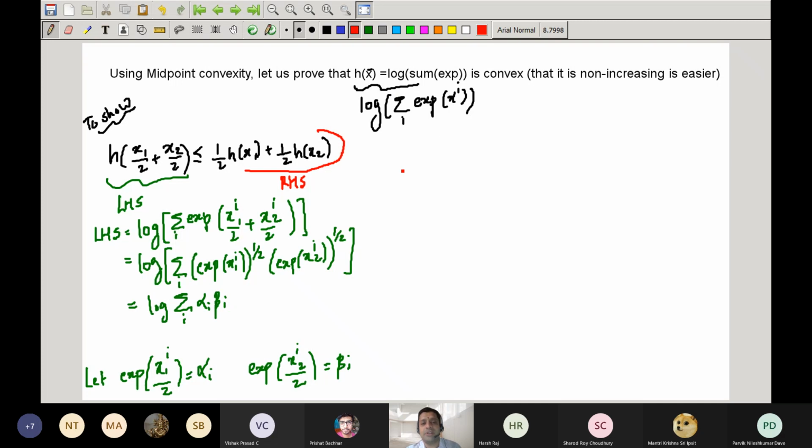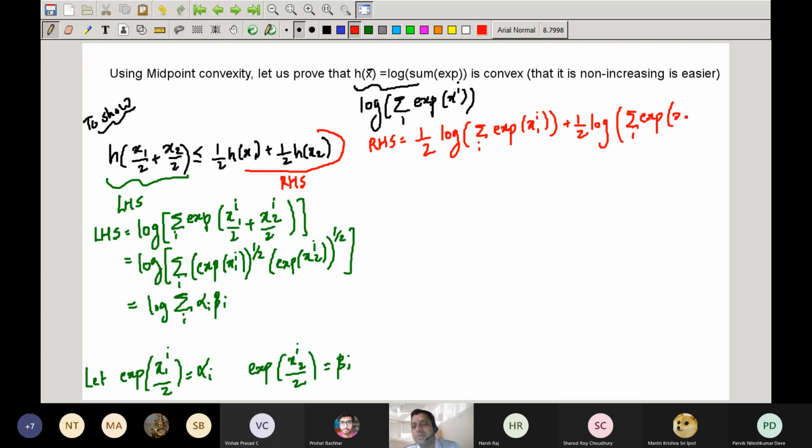Let's expand the RHS similarly. So now what would you have? You'll have 1/2 log summation i of exp x1 i, very soon we'll get back to alpha and beta here. Very simple in this case. Plus 1/2 log of, now what do you do with the second term? Well, it's the same thing. Summation over i of exp of x2 i.